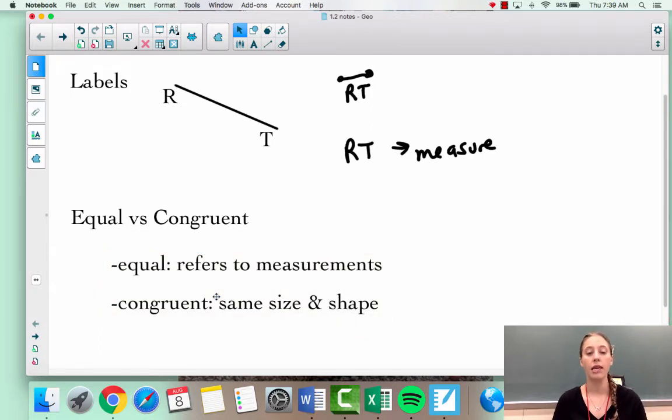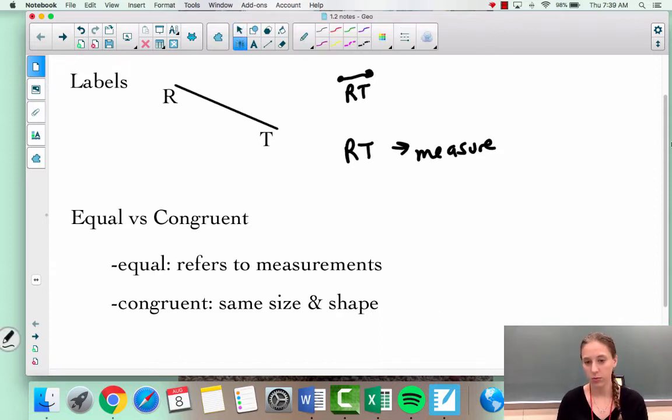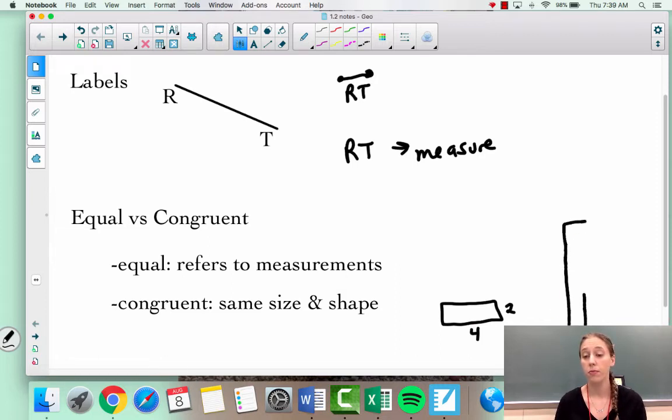They're related, okay, but equal is just referring to the measurements. And so I might say that one segment is equal to another, which means that they're both the same length. Congruent refers to the same size and shape. So in an example, I might give you a rectangle where this is a length of 2 and this is a length of 4, but then I've got another rectangle where it's still a length of 2 here maybe, but this time this is a length of 10. So obviously these are not congruent, and that's because although they are both rectangles, they don't have the same size.